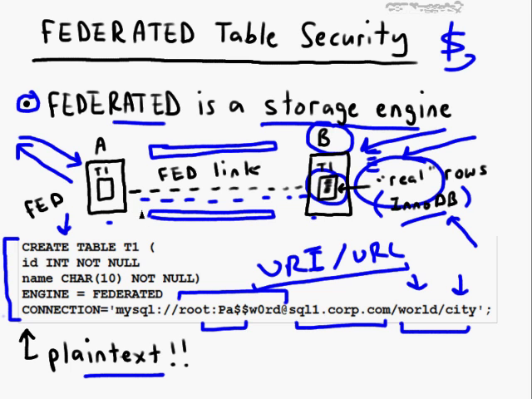Therefore, there's security concerns that we're going to talk about specifically in this nugget, and also performance tuning concerns that we'll be dealing with in the second half of this entire series. Now then, in the next whiteboard, let's talk more about the security Achilles heel of this plain text connection string in our federated storage engine create table statement.